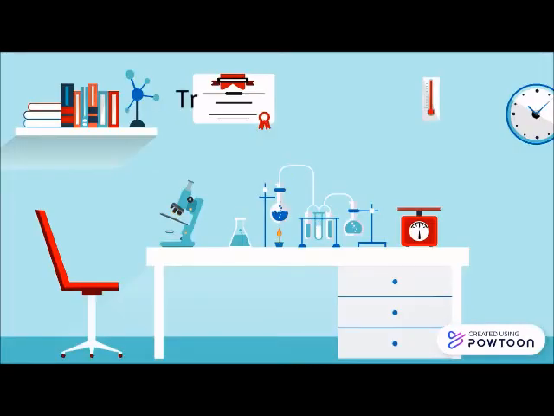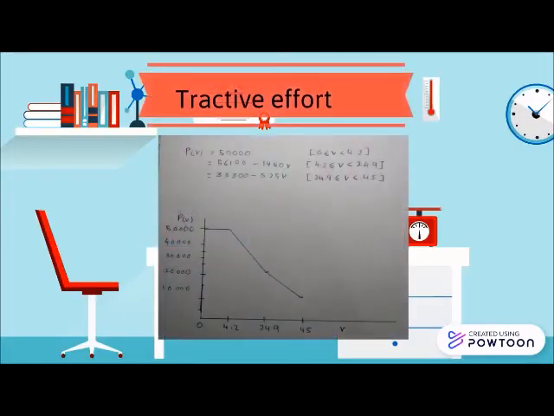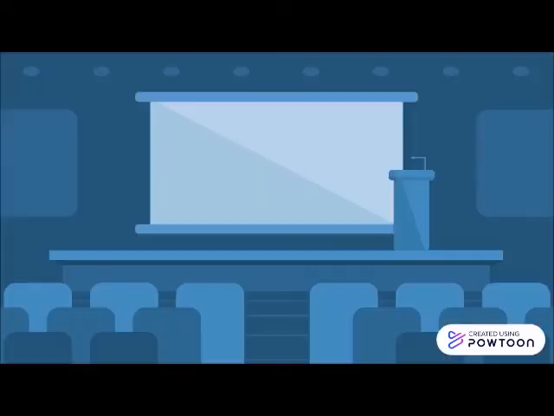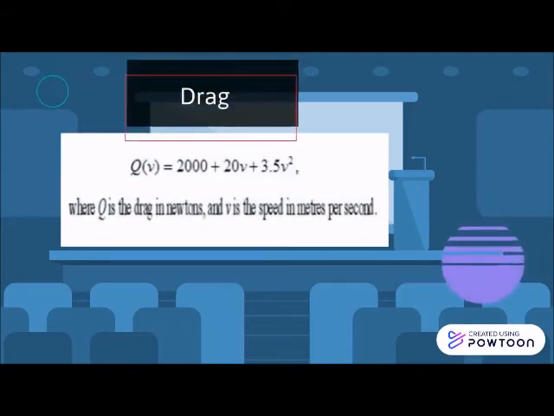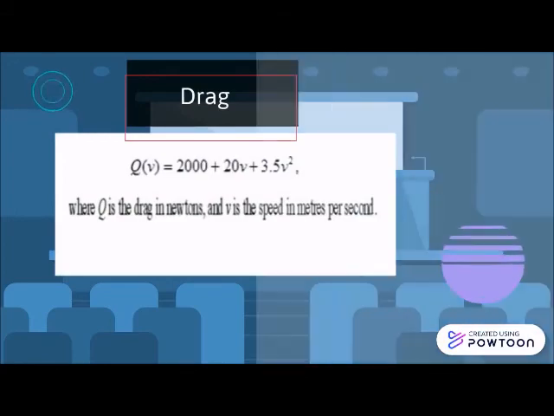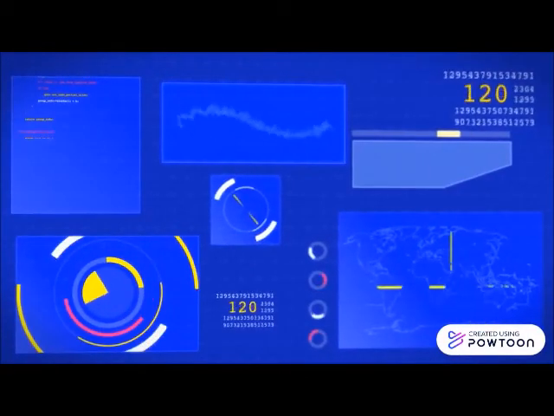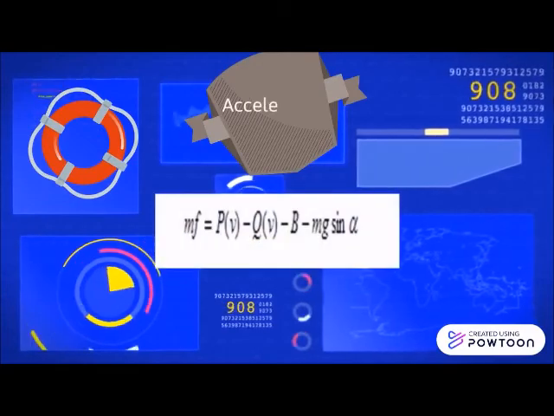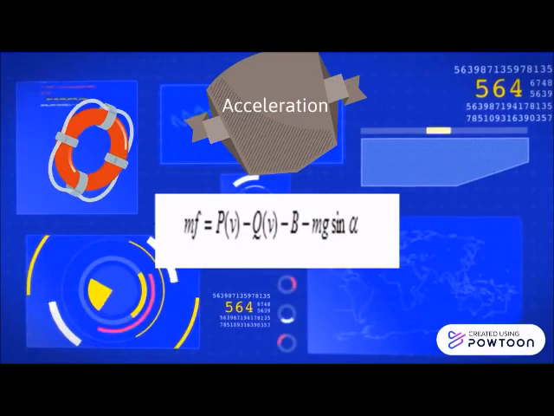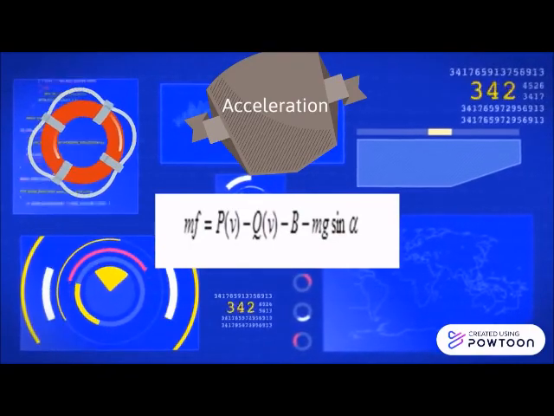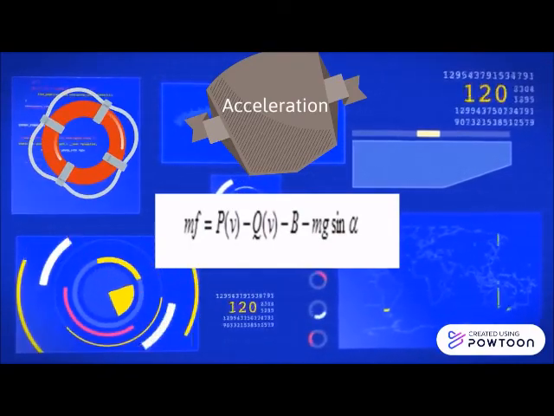For the tractive effort, we will plot graph P against V, and we will get a graph like the figure shows. This is the drag force formula, and V is the speed in meters per second. For the acceleration formula, we combine the tractive effort values and the drag values to find it. Sin theta is the gradient in this equation.